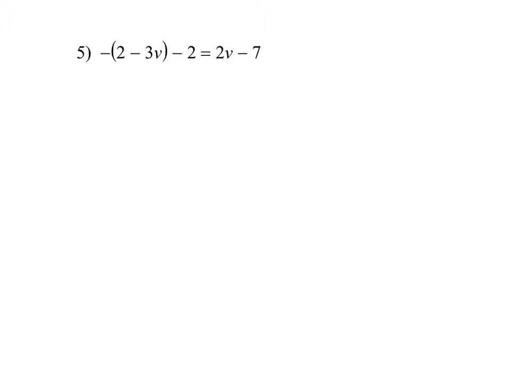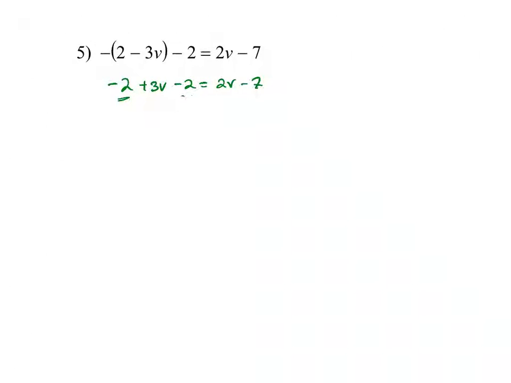Okay, so the next one. Again, I'm going to start by distributing here that negative sign right there. I'm going to distribute both of them. So that means that it's going to change everything inside of the parentheses to its opposite. So negative 2 plus 3v minus 2 equals 2v minus 7.